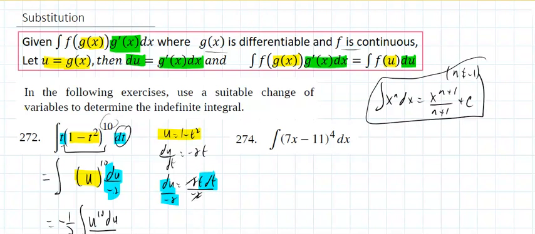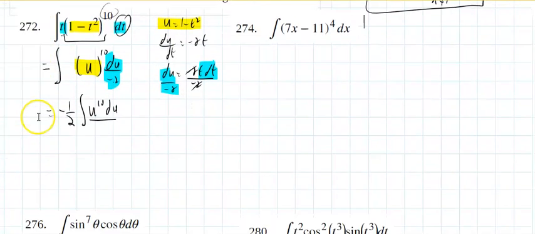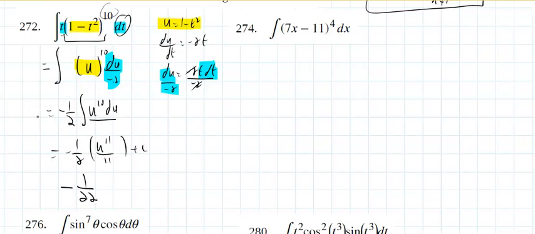That was the idea of antiderivative from section 4.9, I believe. Well, we know what that is. Add 1 to the power, divide by that. So that answer is negative 1 over 22.